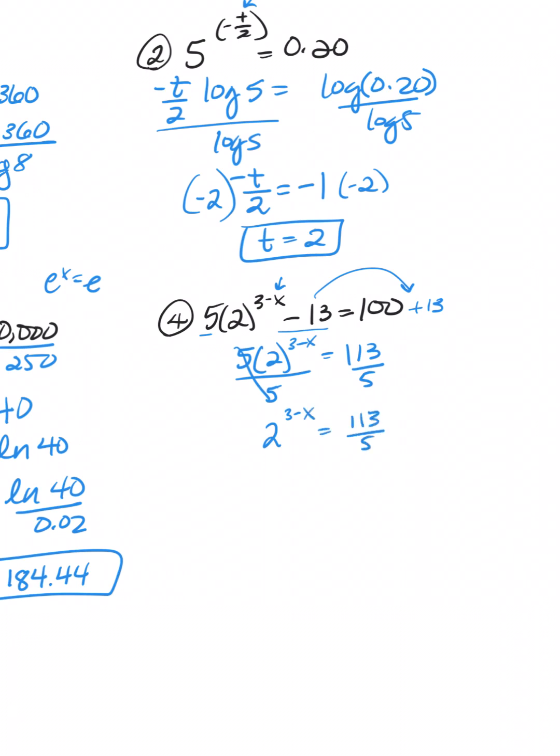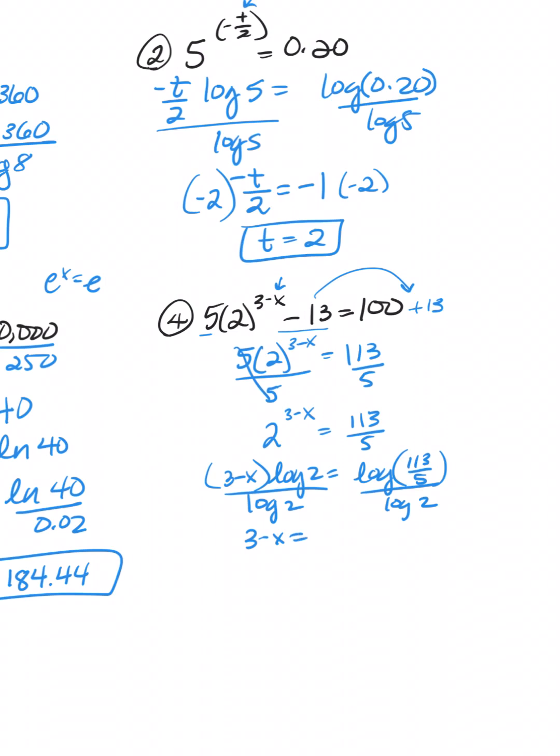Now, I need to take the logarithms to get rid of the exponent. So it's going to be 3 minus x times log of 2 equals the log of 113 over 5. Now, I'm going to take it in steps. 3 minus x, keep it together in parentheses. So the first thing I'm going to do is divide by the log of 2. So when I do this in my calculator, I'm going to do log of 113 divided by 5 in parentheses, divided by log of 2.